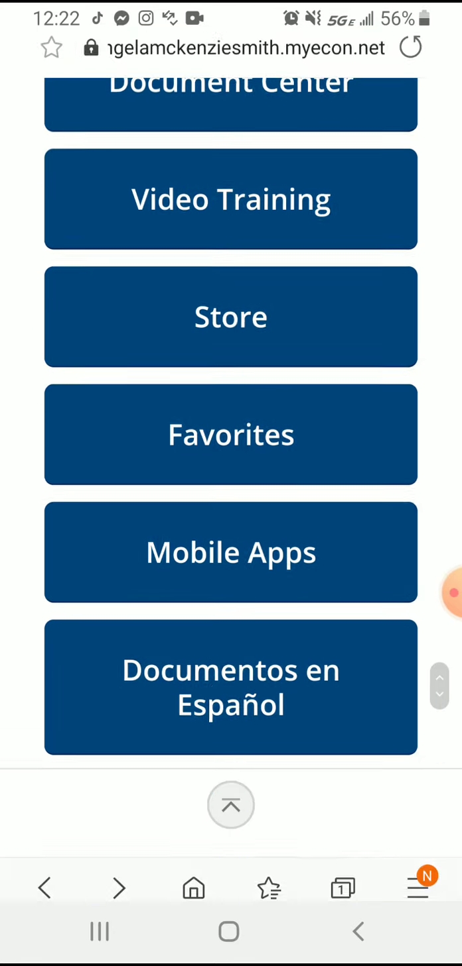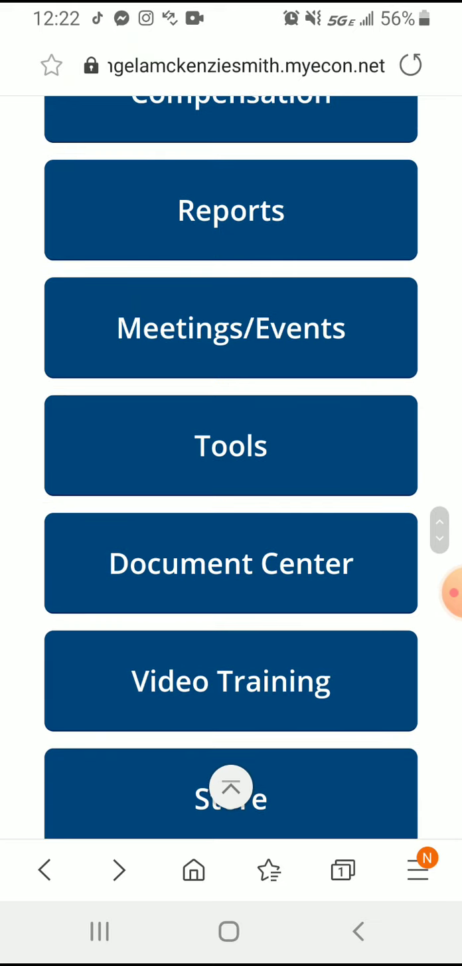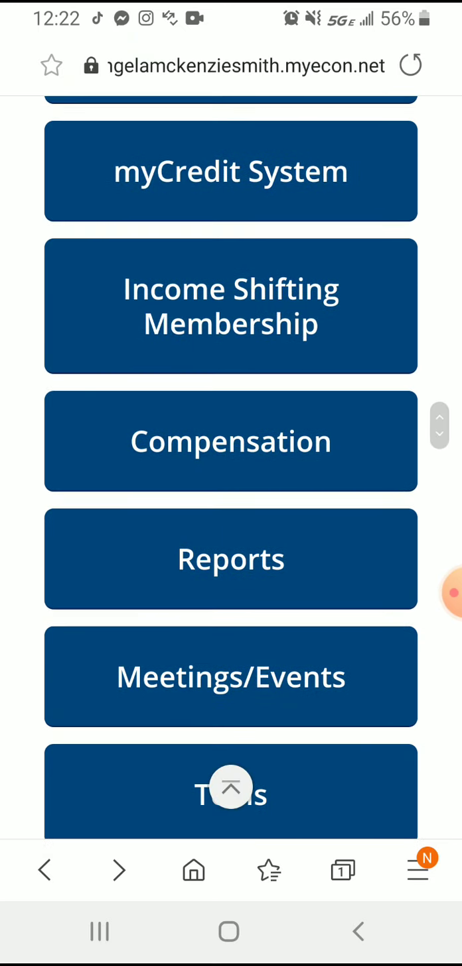If you're looking at my screen, you'll also see that there's meetings and events. This is a nationwide company, so there's pretty much a meeting going on at some point all throughout the year. And then another big one, compensation. Yes. You can get paid for bettering your credit. And this is how easy it is, you guys.